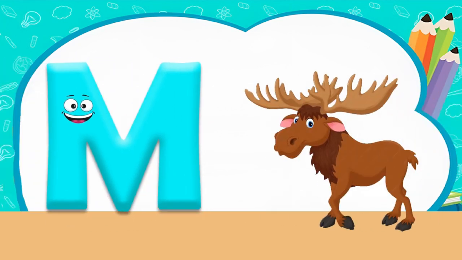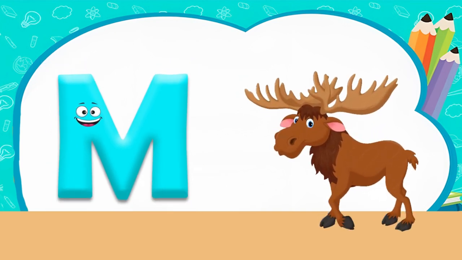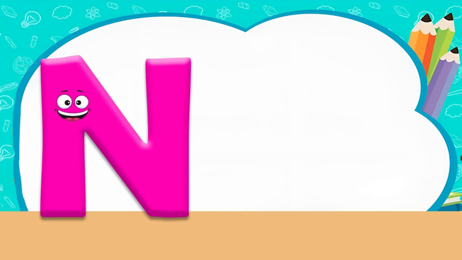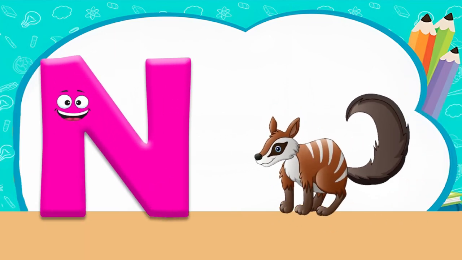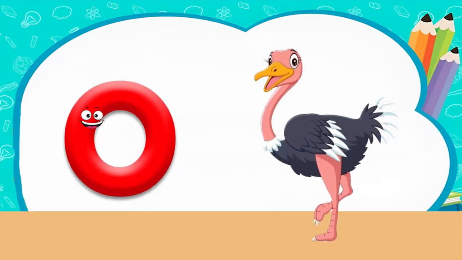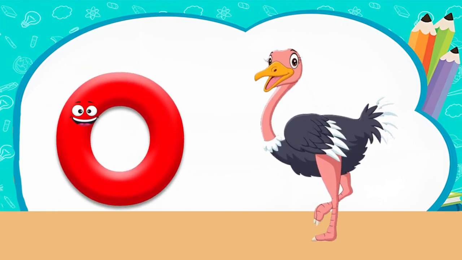M is for moose, m m moose. N is for numbered, n n numbered. O is for ostrich, o o ostrich.